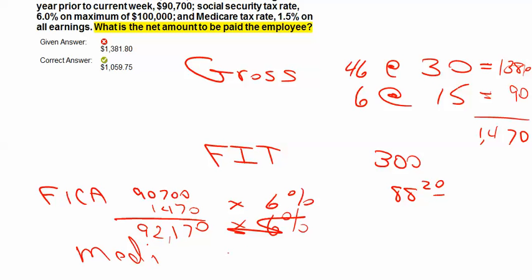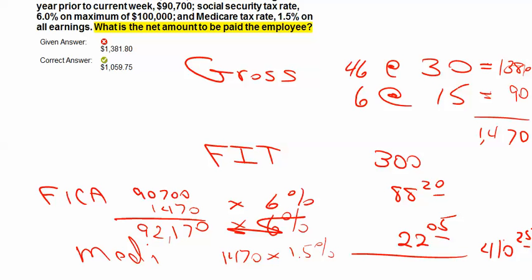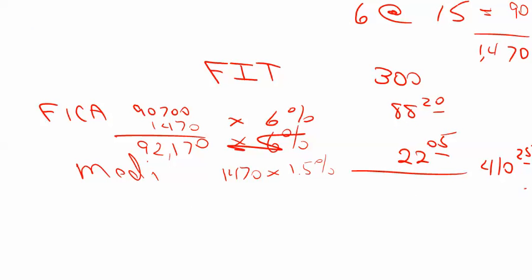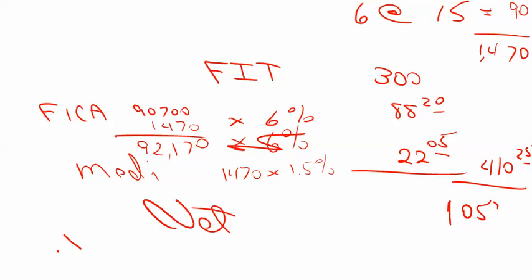Next, we have Medicare. The Medicare is going to be 1.5% of the full pay, 1470, my gross pay, times 1.5%. That's going to be 22.05. I can add all my deductions, those withholdings, together, and I get 410.25. So that's my withholdings. My net pay then, I can compute that by subtraction. And I get net pay of $1,059.75.